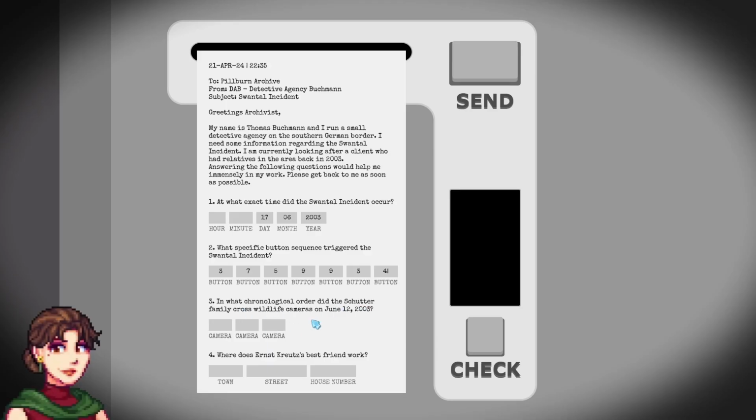The Schütze family, they were a family of 4, weren't they? They weren't a family of 3. But it might be. Oh, wait a minute. Where does his best friend work? Okay, well that was Lutzen. Can I spell out Lutz? Lutzen.